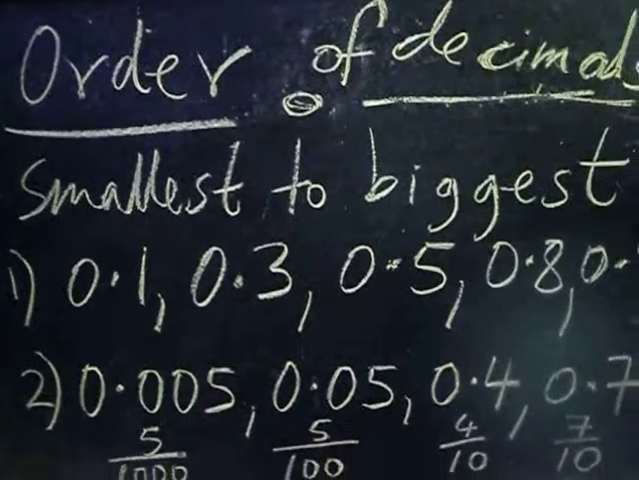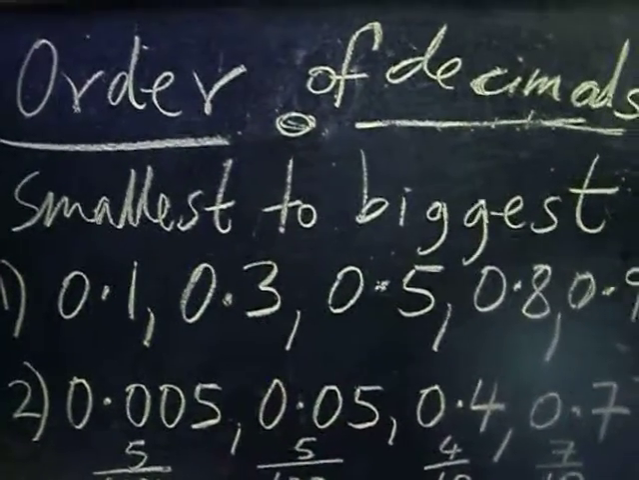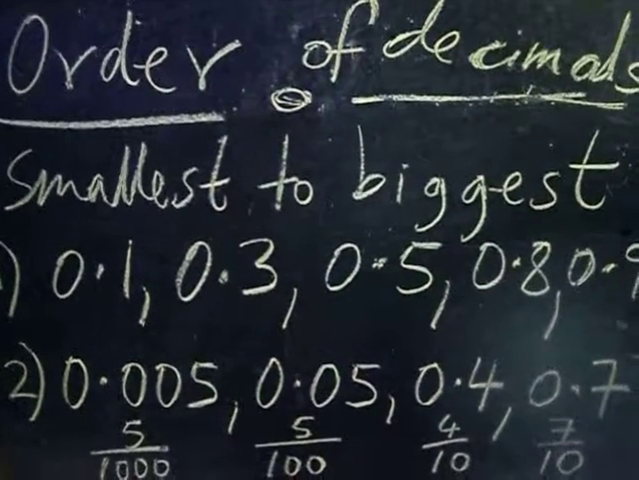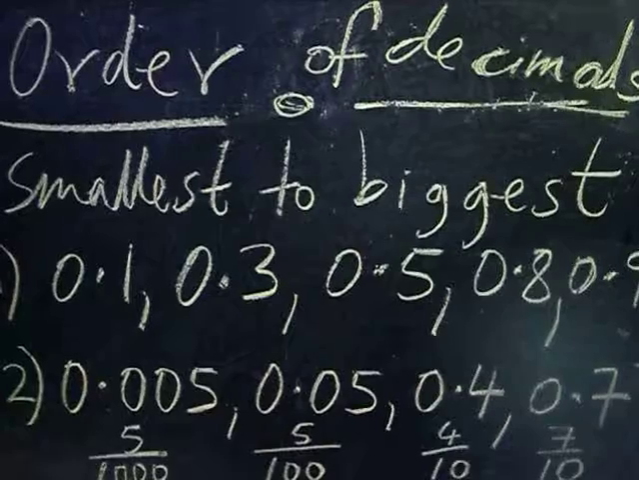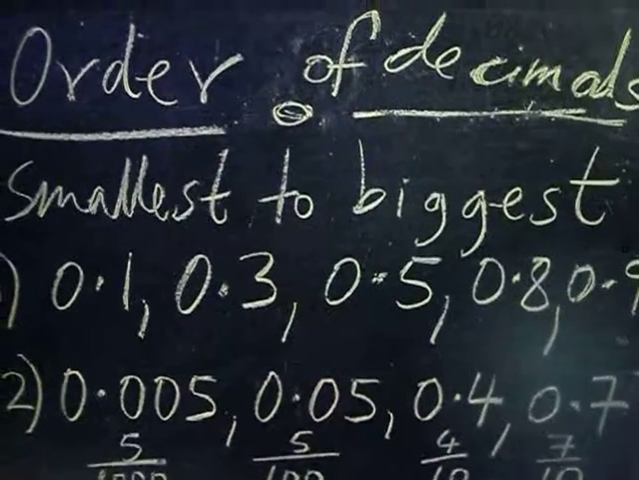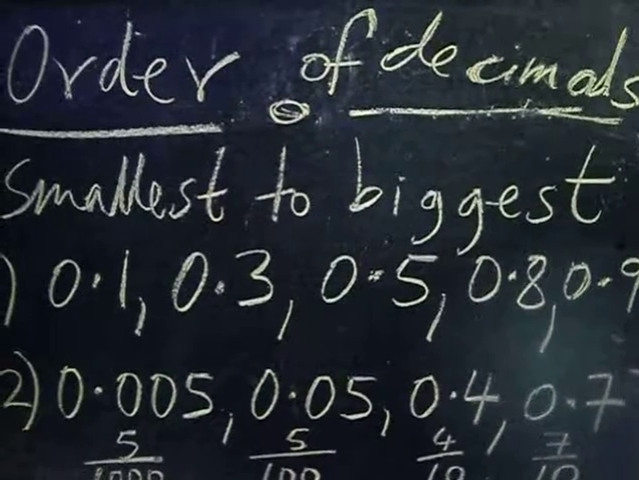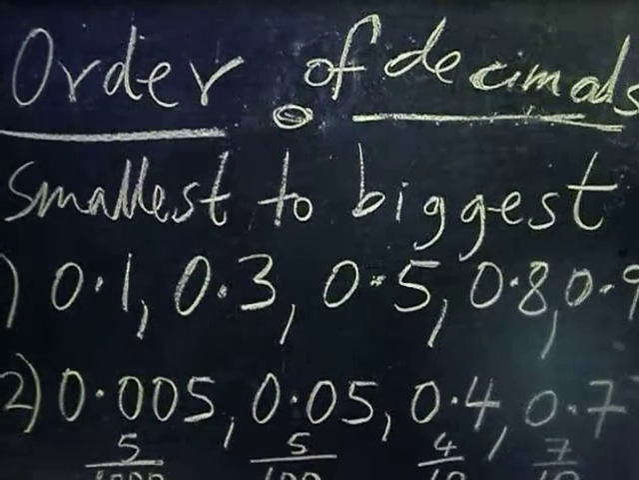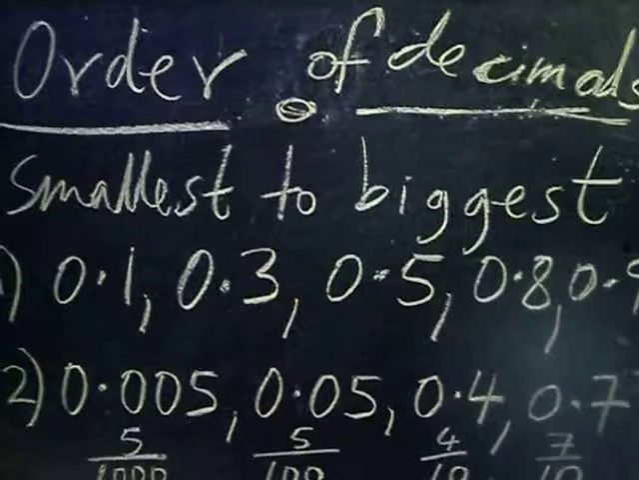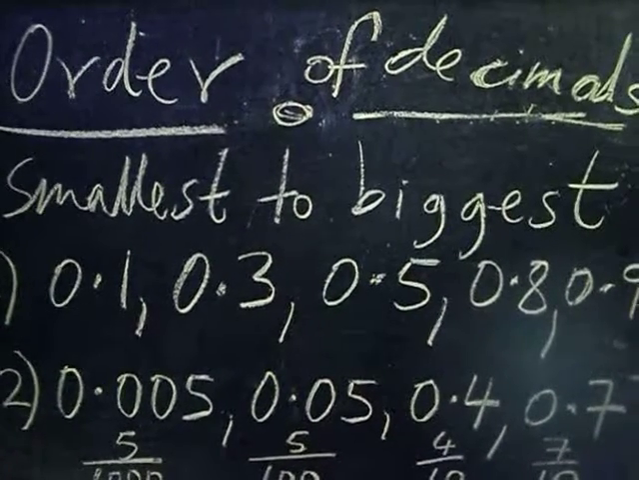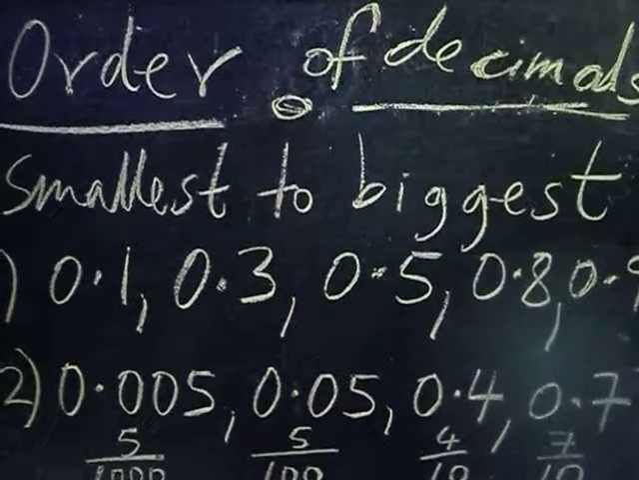Order of decimals. In looking at the order of decimals, it is quite important for you to note where the decimal lies. In other words, whether it's a tenths, hundredths, thousandths, and so on. Note that the tenths is bigger than a hundredth, than a thousandth.